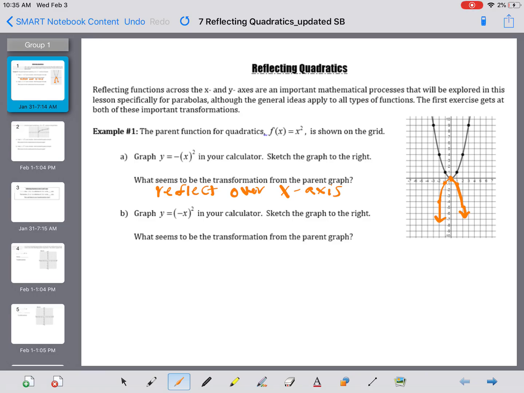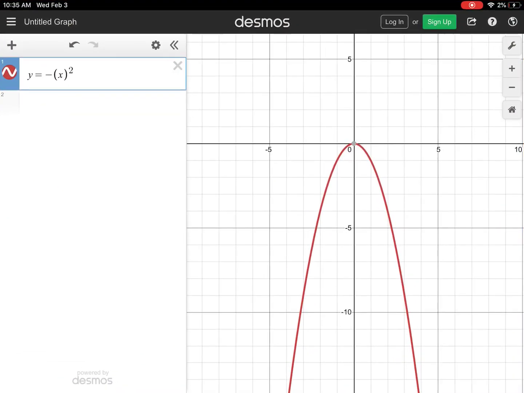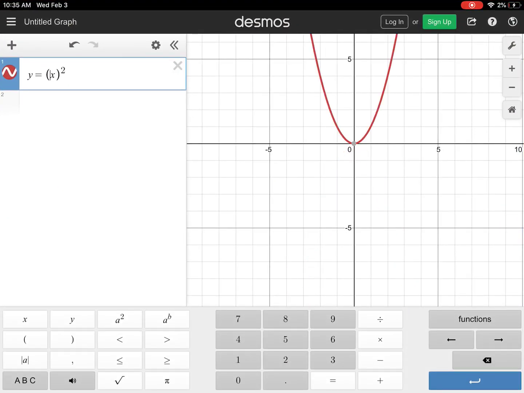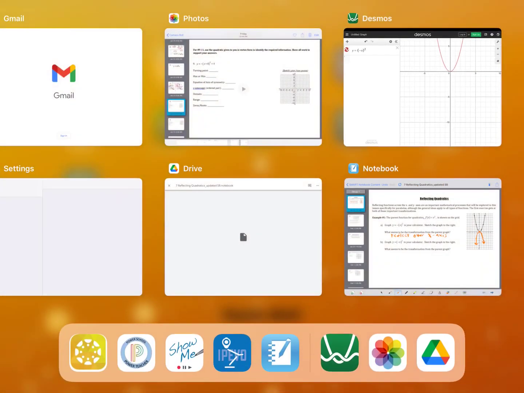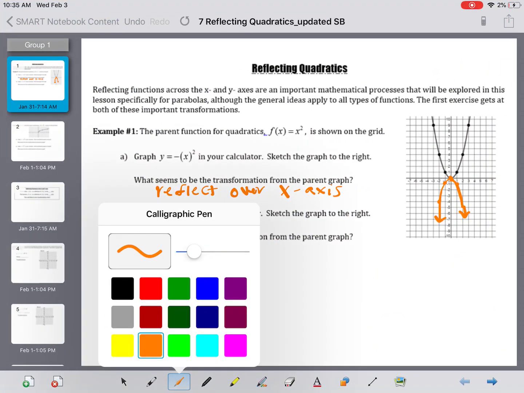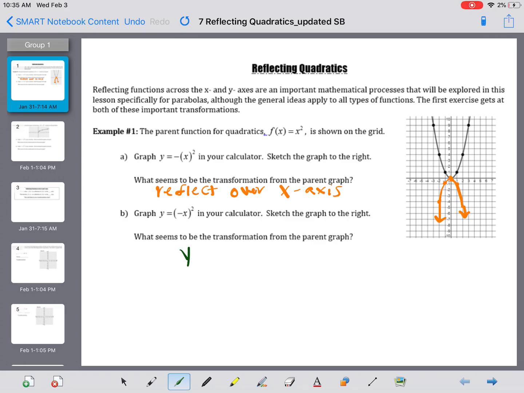So now, in our calculators, let's put the negative on the inside. So we're going to do negative x, squared, and it looks like nothing changed. That's because we actually reflected over the y-axis. Because quadratics are symmetrical, and the y-axis is going right down the middle. So when you flip it, it's going to land in the same spot. So everything's going to look the same. So this is actually a reflection over the y-axis.